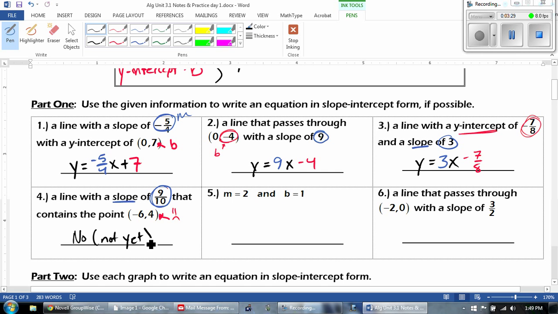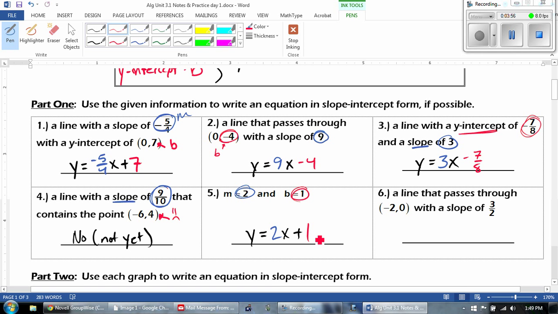All right, now number 5, all they said is m equals 2. Well, remember that m is our slope and b is our y-intercept. So we can say that y equals 2x, plus 1.